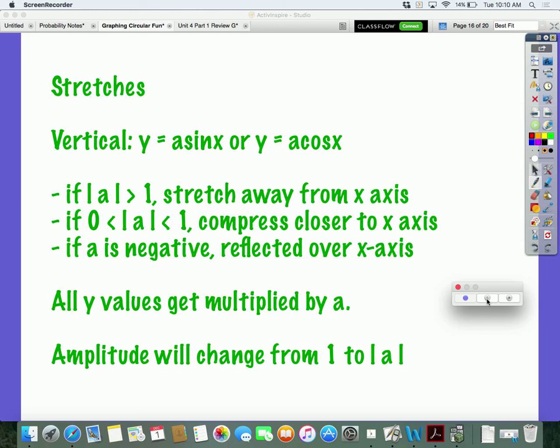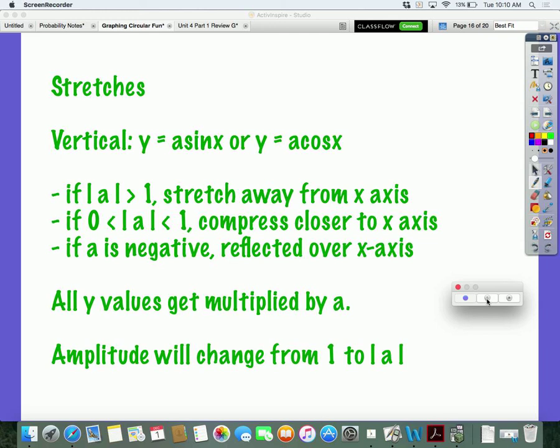If the absolute value of a is greater than 1, it stretches away from the x-axis. Stretches away, so it's basically getting skinnier, vertically stretched. If the absolute value of a is in between 0 and 1, it compresses closer to the x-axis, so it's getting squished vertically. If a is negative, though, it is reflected over the x-axis. After it's flipped over the x-axis, it continues to either stretch away from the x-axis or squish closer to it. All the y values of your original sine, cosine, or tangent function get multiplied by a.